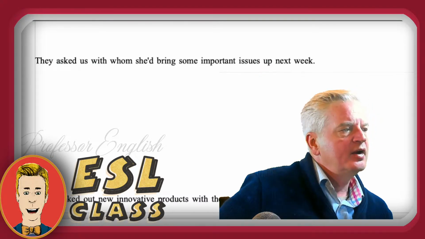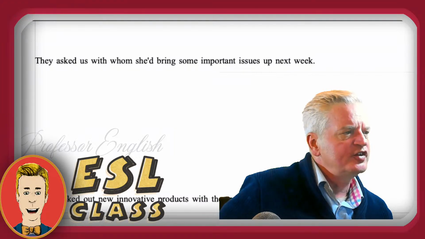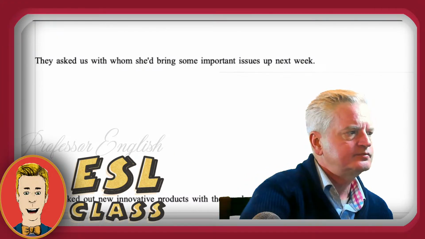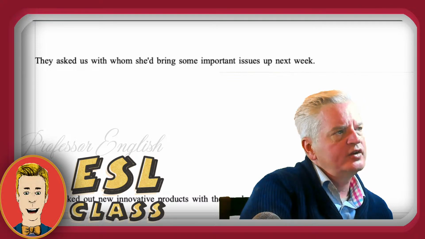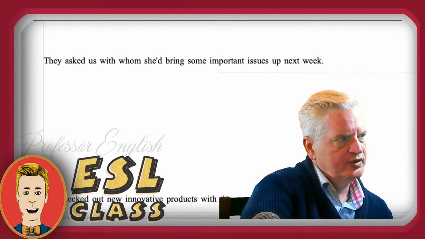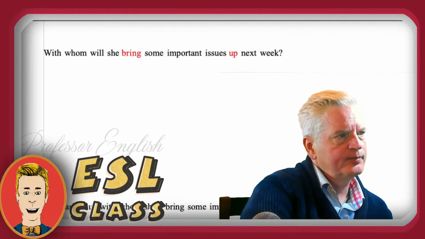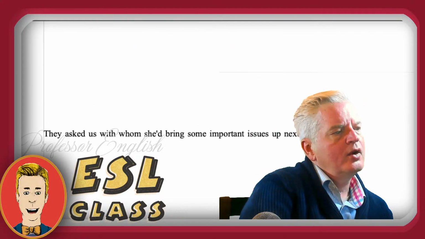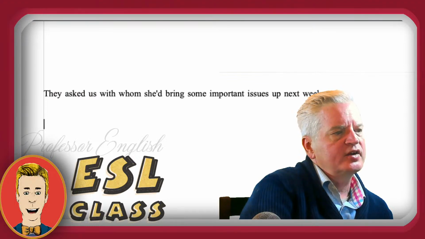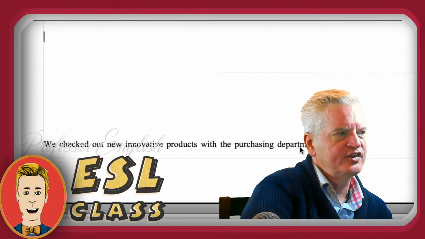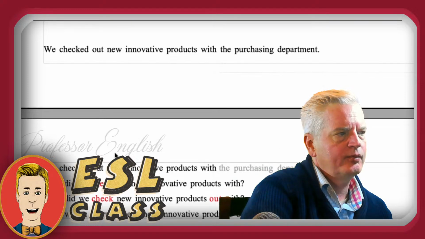Okay, let's just do the first part of the sentence if you're having trouble with it. We checked out new innovative products. We checked out new innovative products with the purchasing department. With the purchasing department. Okay, now I'll show you the sentence.